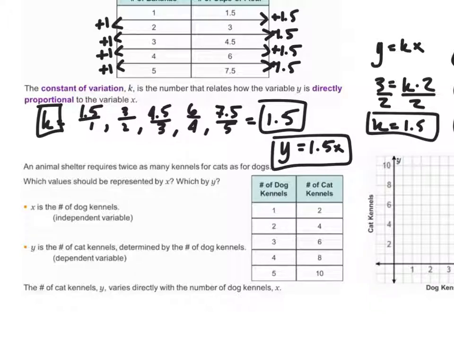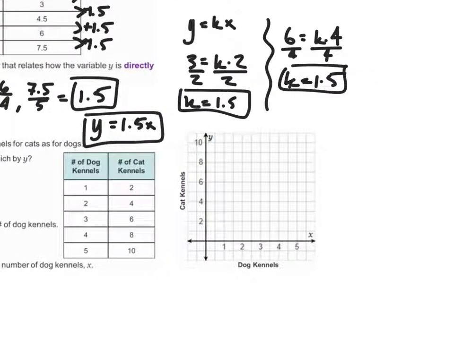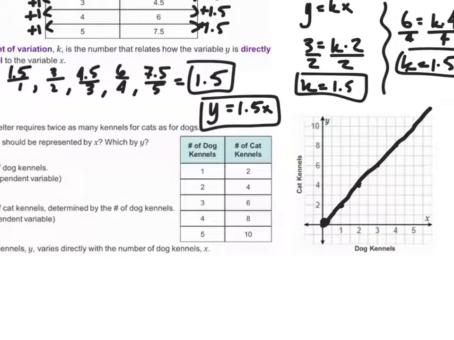Let's go ahead and plot these points real quick. I've got the point 1, 2. I've got the point 2, 4. 3, 6, 4, 8, 5, 10. Now, all these points create a line that goes back to the origin.